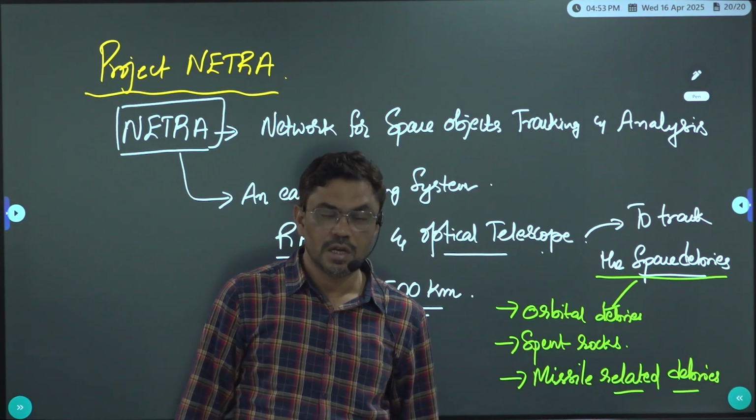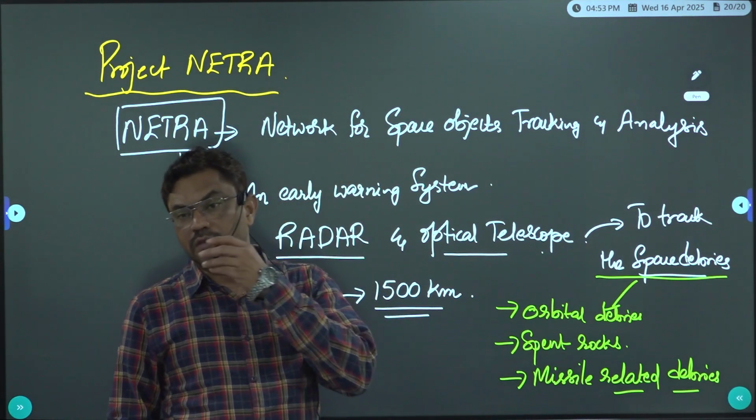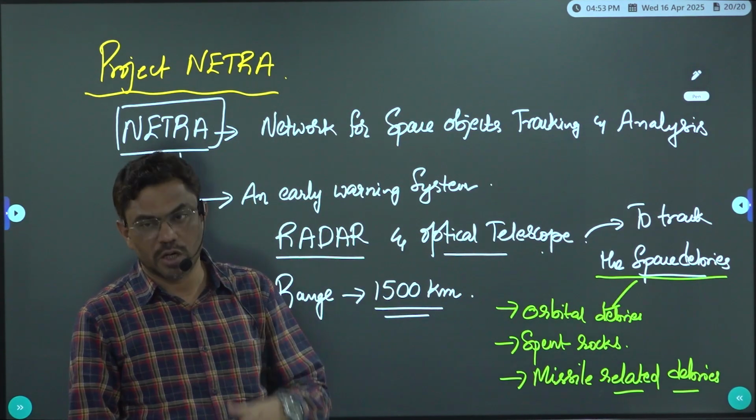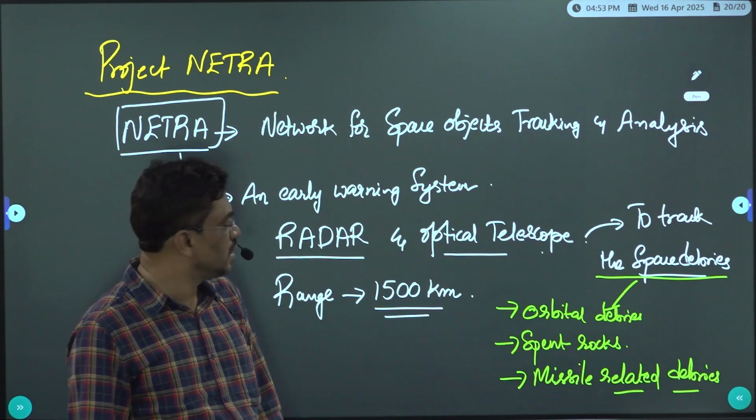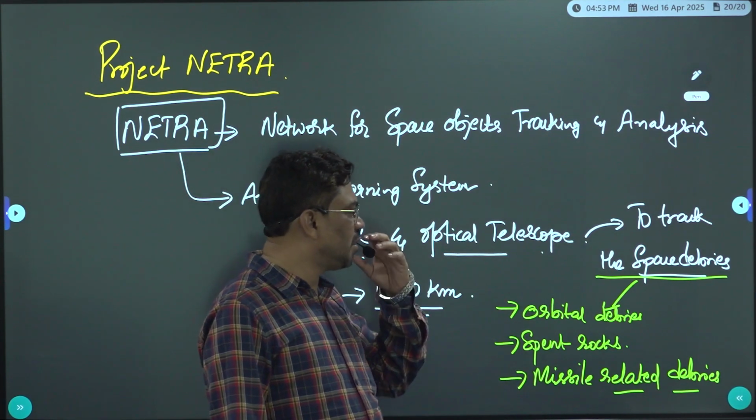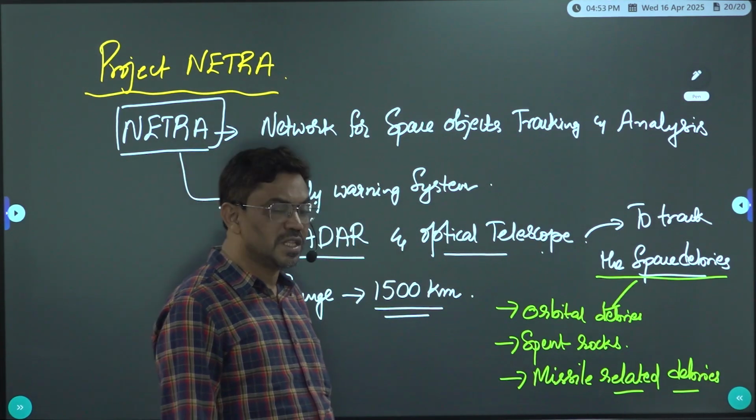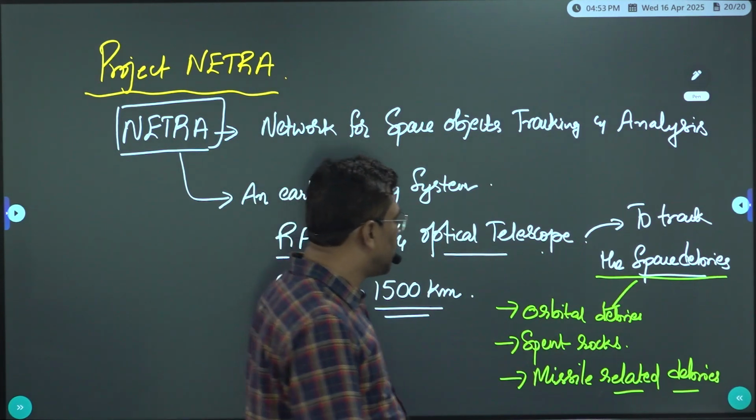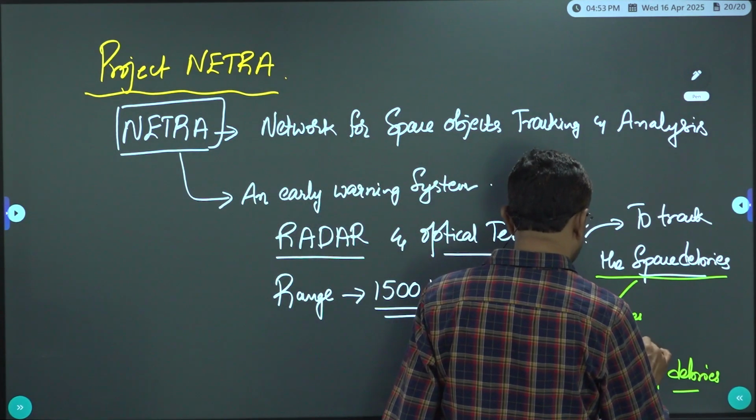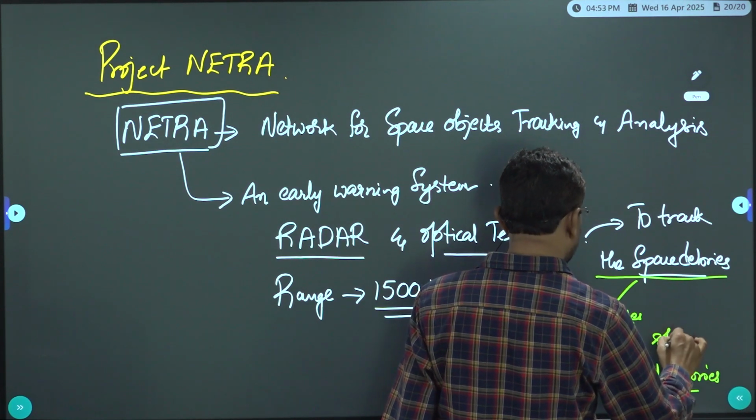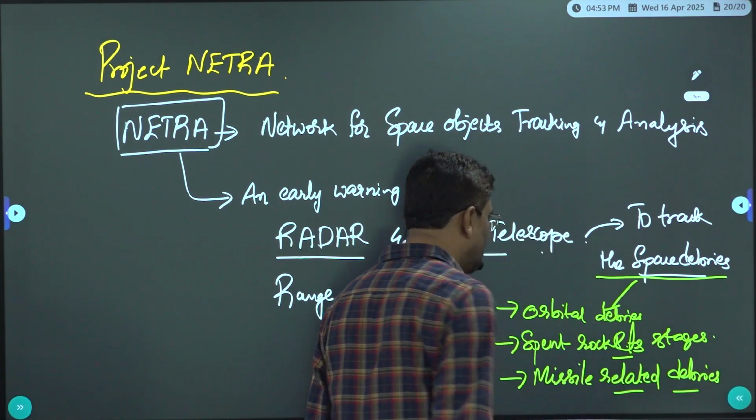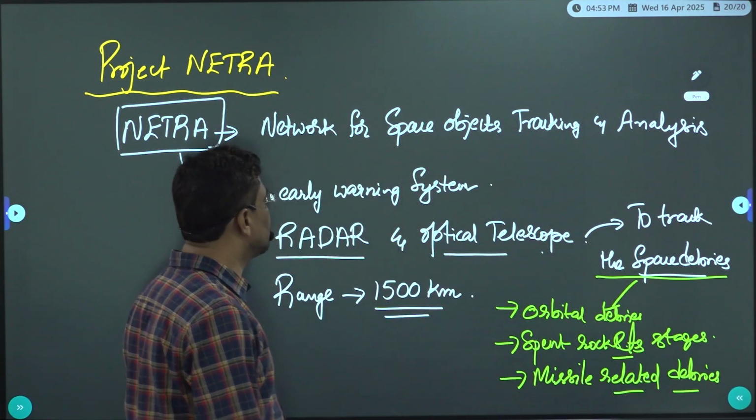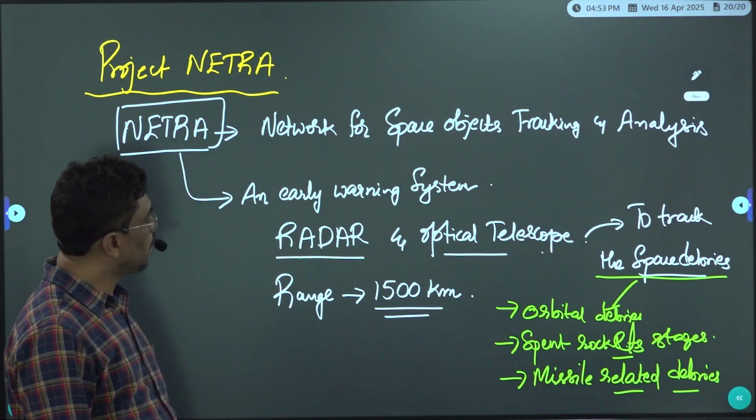Natural debris means various debris formed from the celestial bodies like meteorites, whereas artificial debris includes the space debris, that is orbital debris, spent rockets, spent rocket stages, and missile related debris. So all these are the space debris.